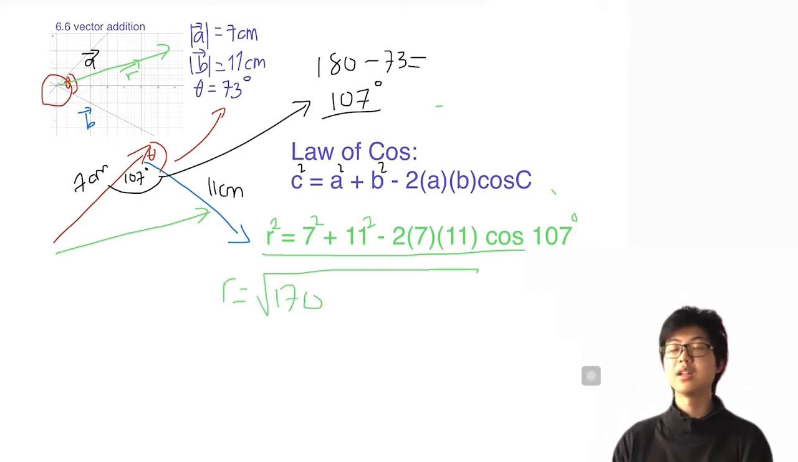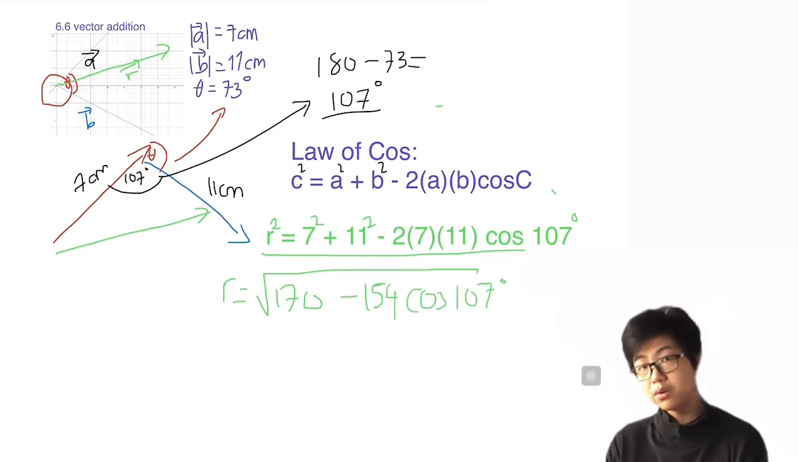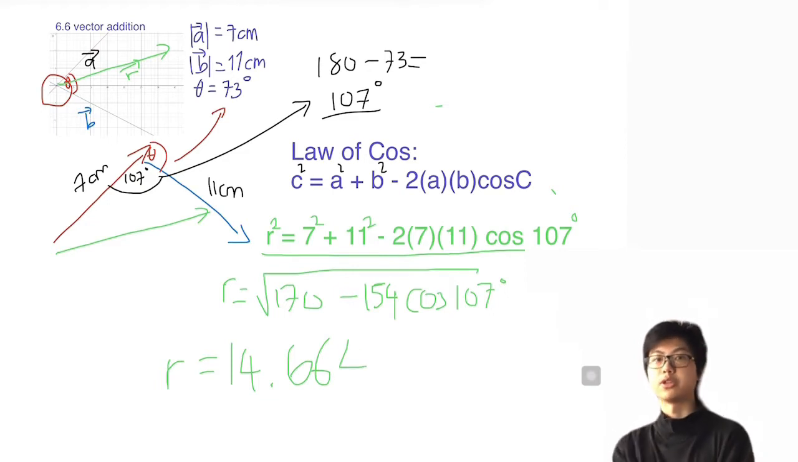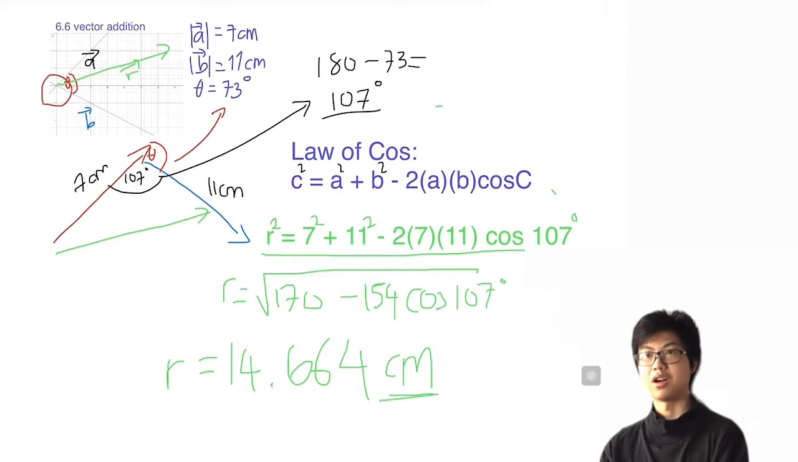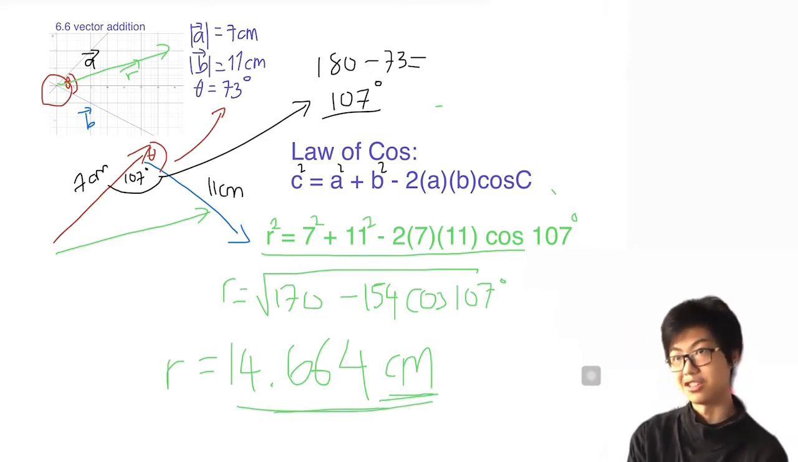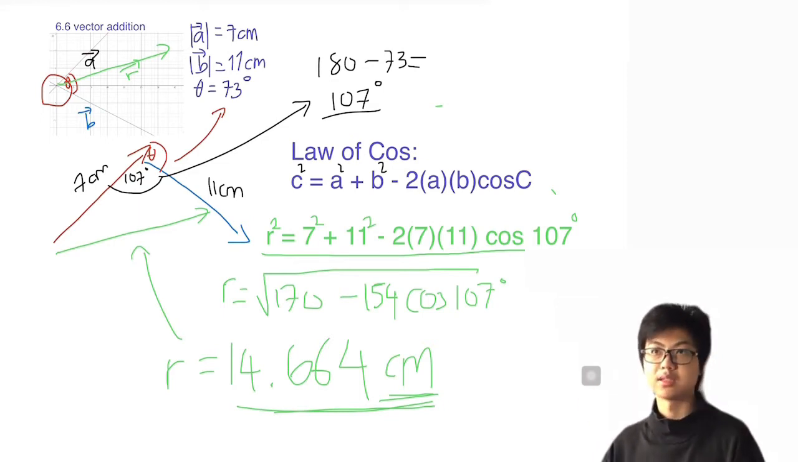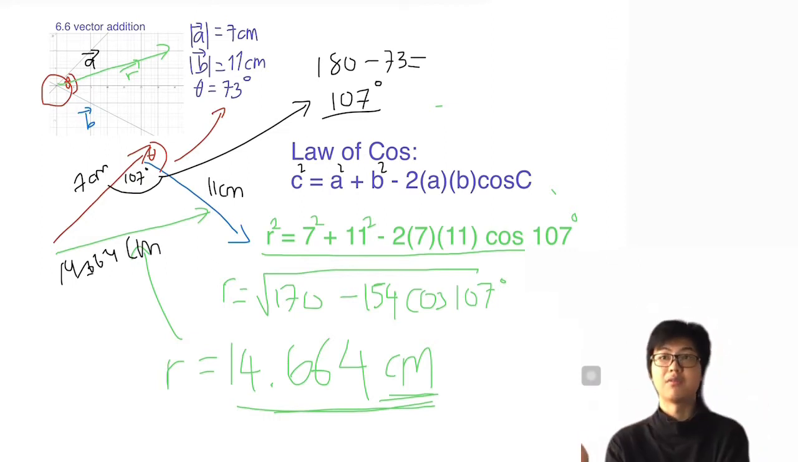And now by using simple math and algebra, R equals the square root of 170 minus 154 cos 107 degrees. Therefore, if you input it in a calculator, R equals 14.664 centimeters. Okay, so this is pretty straightforward. By using the law of cosines, you can already find out the magnitude of vector R for this one.